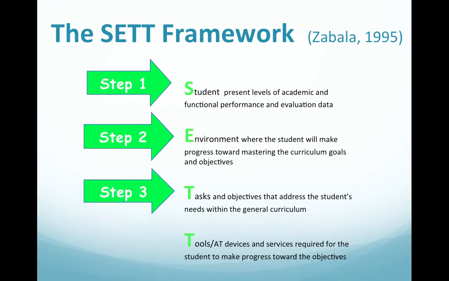Step 3 is tasks. A lot of times we hear a student needs help in writing, but that's not really specific enough. We need to know what it is about writing that the student needs help doing. Do they need help with the mechanics of writing the letters and numbers, or do they also need assistance with composition? Depending on the skill, the assistive technology can be quite different.